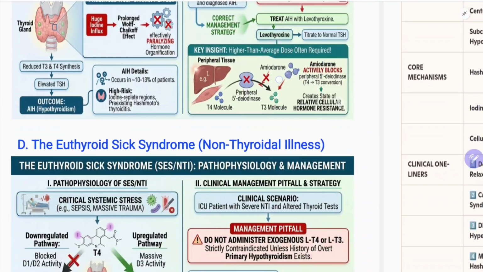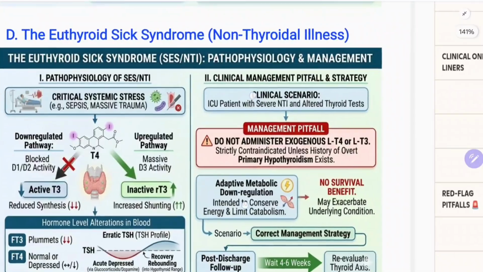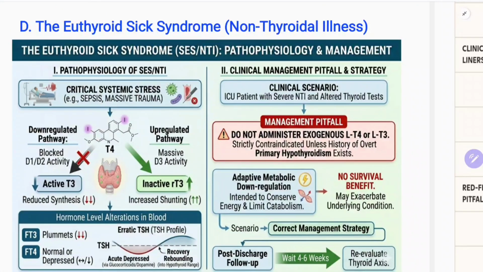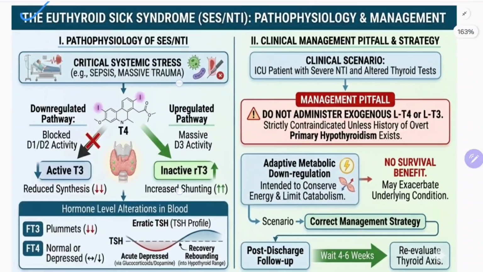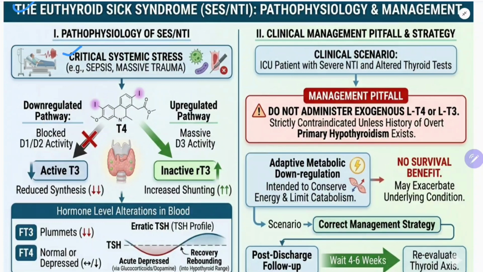Okay. Now, the last special context, that is the Euthyroid Syndrome, non-thyroidal illness, NTI. The Euthyroid Syndrome or non-thyroidal illness: pathophysiology and management. Coming first to the pathophysiology. In critical systemic stress like sepsis or massive trauma, D1, D2 activity is blocked. So T4 conversion to T3 is blocked, so there is a state of peripheral resistance. Among upregulated pathways, D3 is activated. D3 will convert T4 to reverse T3, which is an inactive thing.